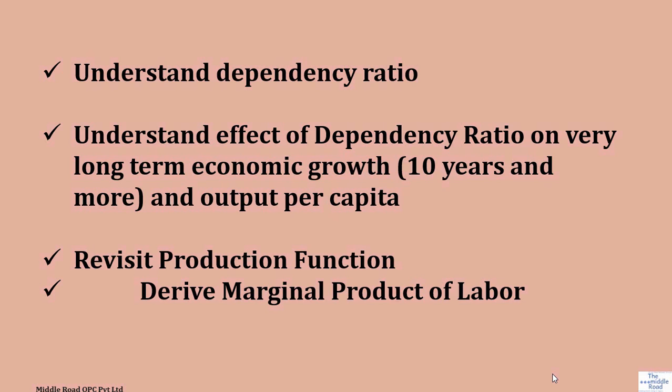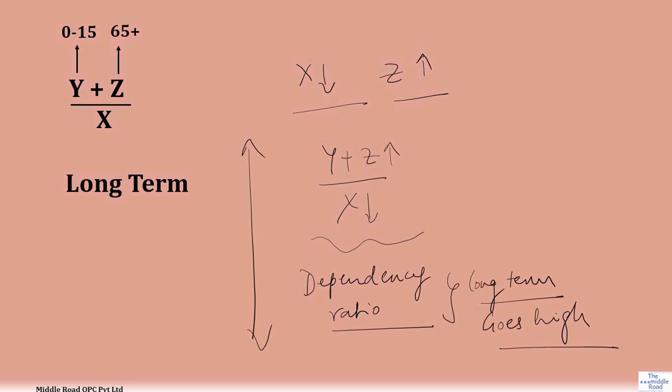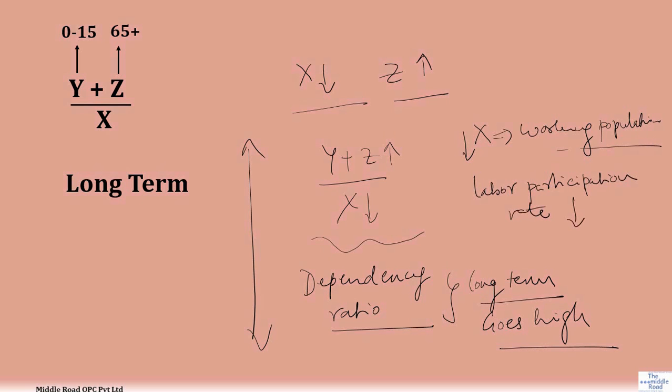In this particular module, I'll be revisiting the production function. We'll derive the marginal product of labor. Based on the base going down and Z going up, you will see the dependency ratio in the long term goes high. Reduction in the working population, which is X. When you take X, the working population reduces and the labor participation rate reduces. Fewer workers, fewer employees in the workforce.